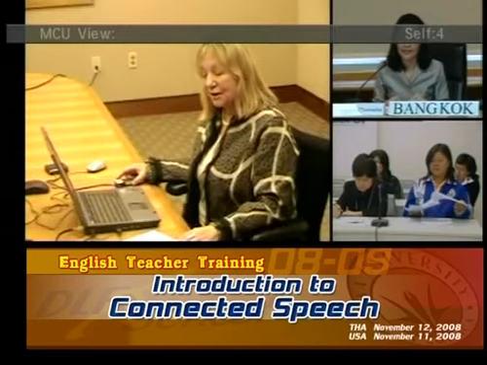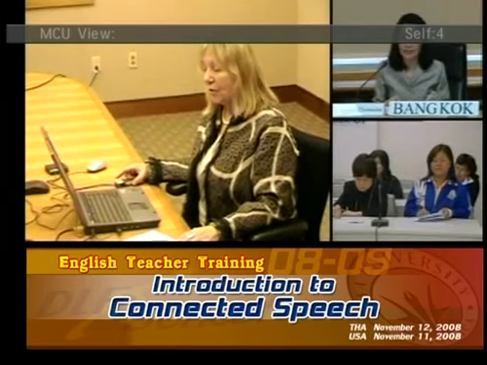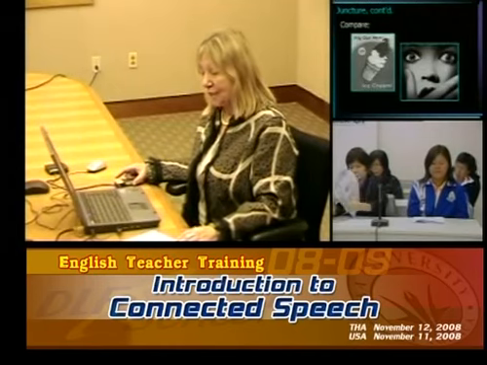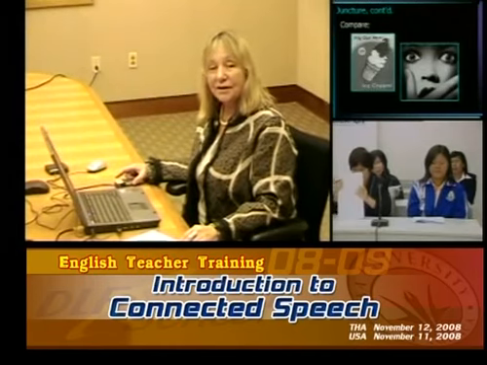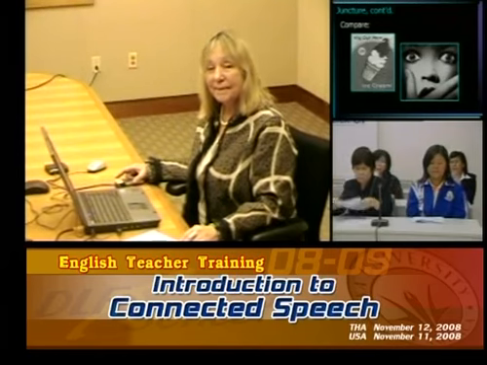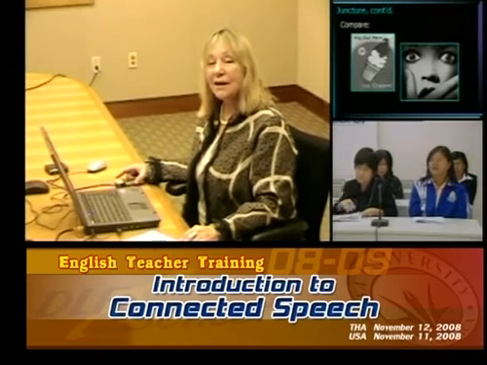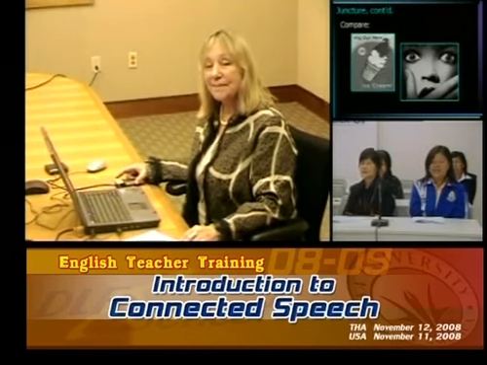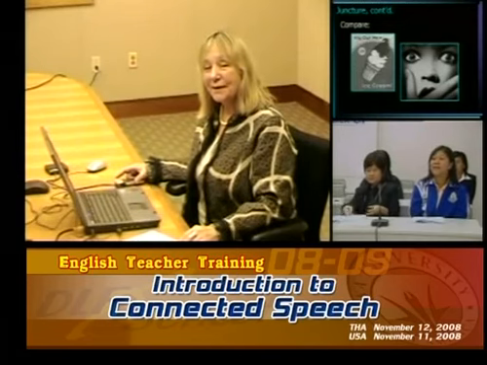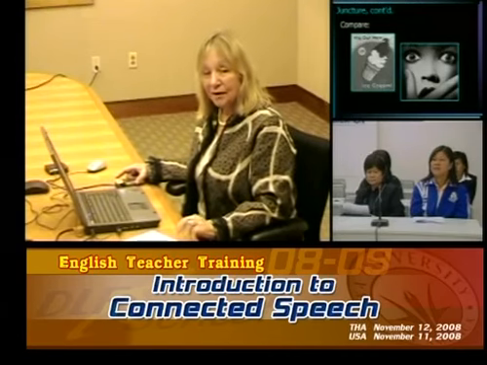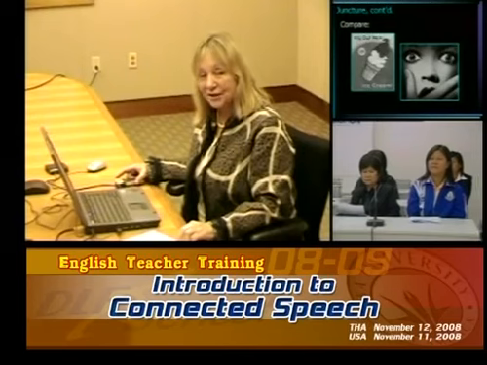Here's a very clear and nice example of where two words differ because of juncture. So in the first one, we have ice cream. Ice cream, everybody knows ice cream. And the second one, ice cream. Can you hear the difference? This is a difference in juncture, in where the words are connected or not connected.